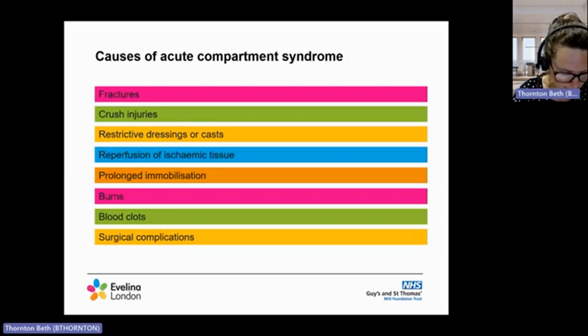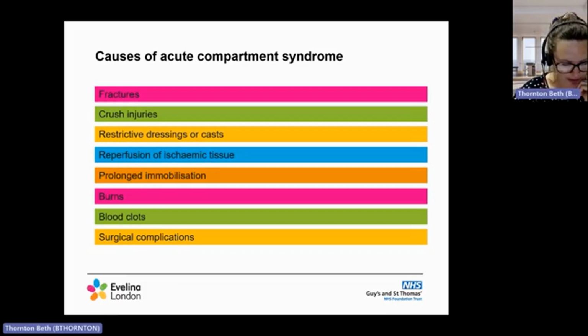Blood clots can be a risk, but as well as blood clots, if patients are on blood thinning medication, they're more likely to bleed and have a hematoma, which can bleed into a compartment and cause raised pressure. And then surgical complications. So if the patient's been to theatre, they're more likely to have swelling as a result of the operation, or if they're having things like washouts and they're using fluid in and around the fascia, if fluid gets into a compartment and causes swelling, that can cause compartment syndrome as well.